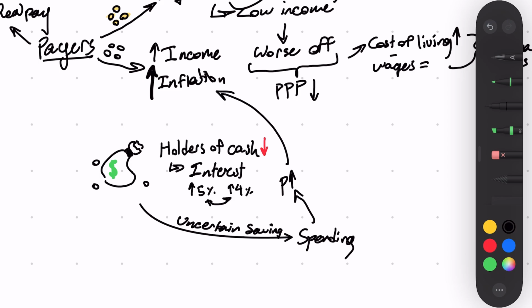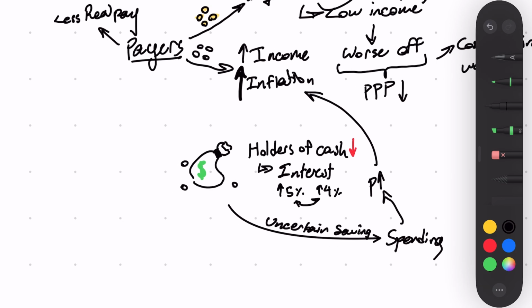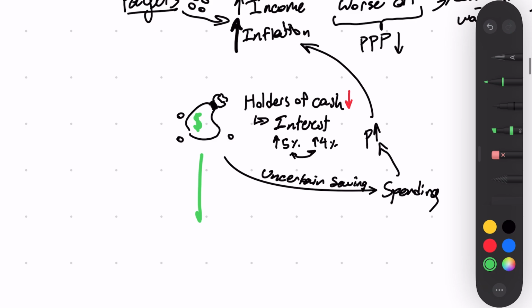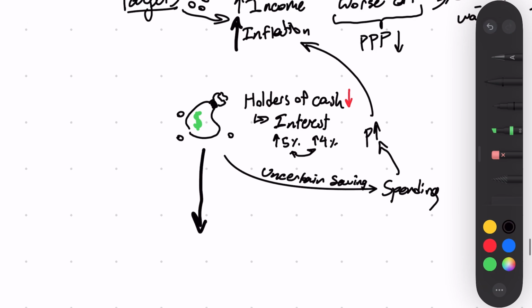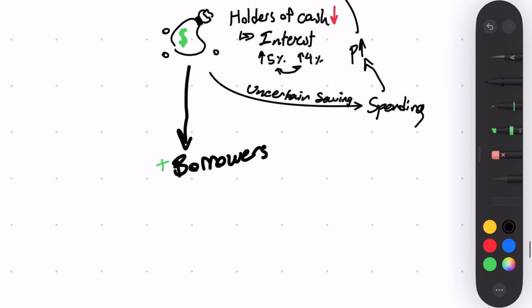Okay? Now, what happens is that borrowers, that shouldn't be green, people who are taking the money are better off. And the reason why is because they have to return a lower real value than what they borrowed it for.